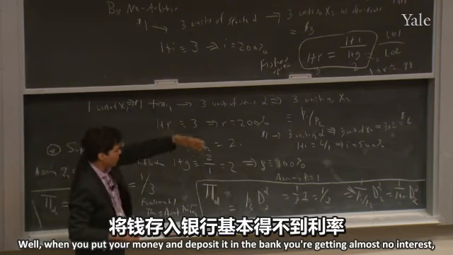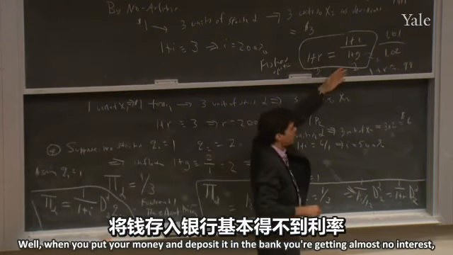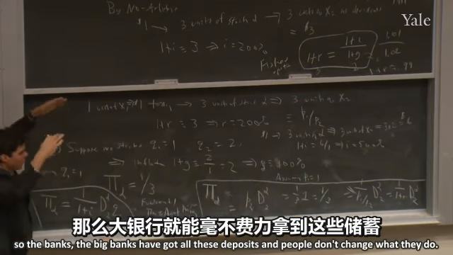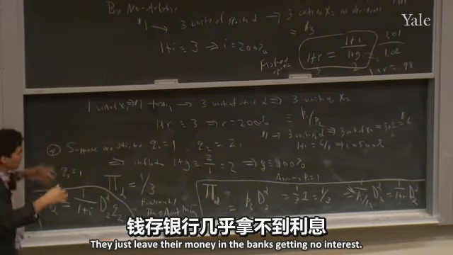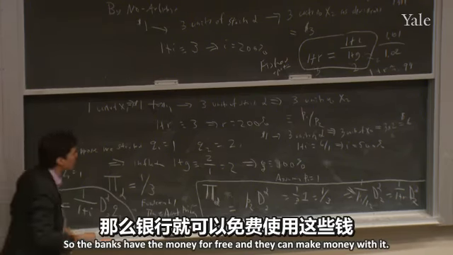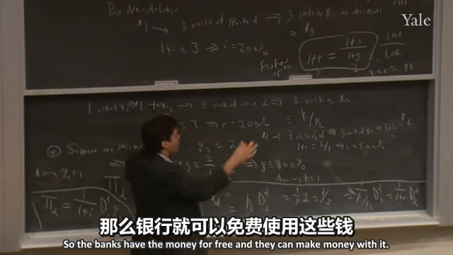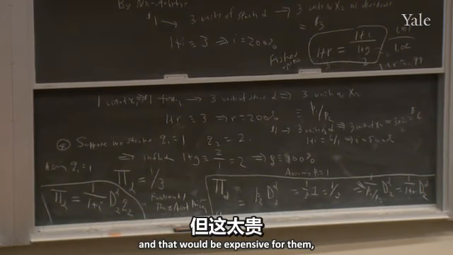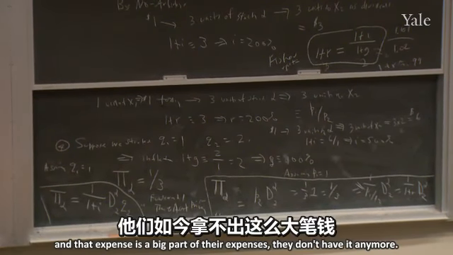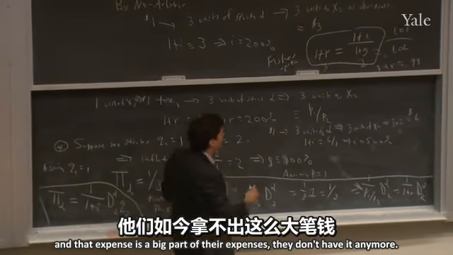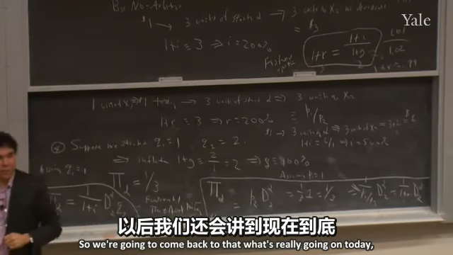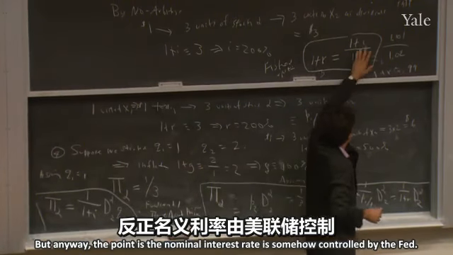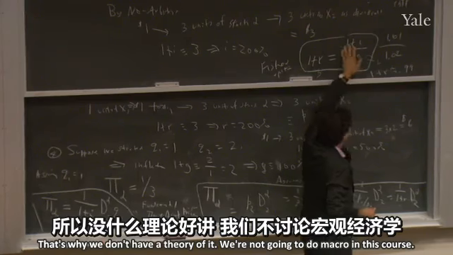Well, when you deposit your money in the bank, you're getting almost no interest. So the big banks have got all these deposits, and people don't change what they do. They just leave their money in the banks, getting no interest. So the banks have the money for free, and they can make money with it. Normally they'd have to pay 3% interest or something, and that would be expensive for them. That expense is a big part of their expenses. They don't have it anymore. So we're going to come back to what's really going on today, but that's what's going on. But anyway, the point is, the nominal interest rate is somehow controlled by the Fed. That's why we don't have a theory of it.